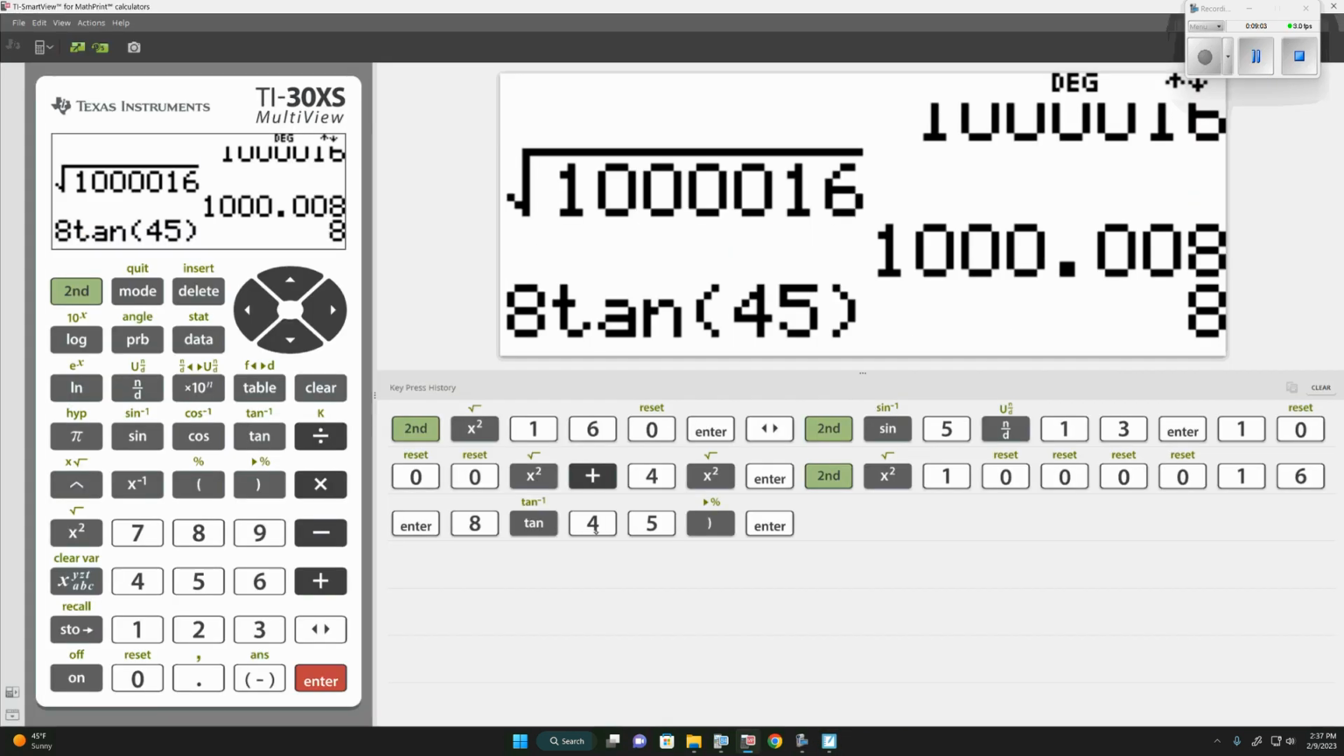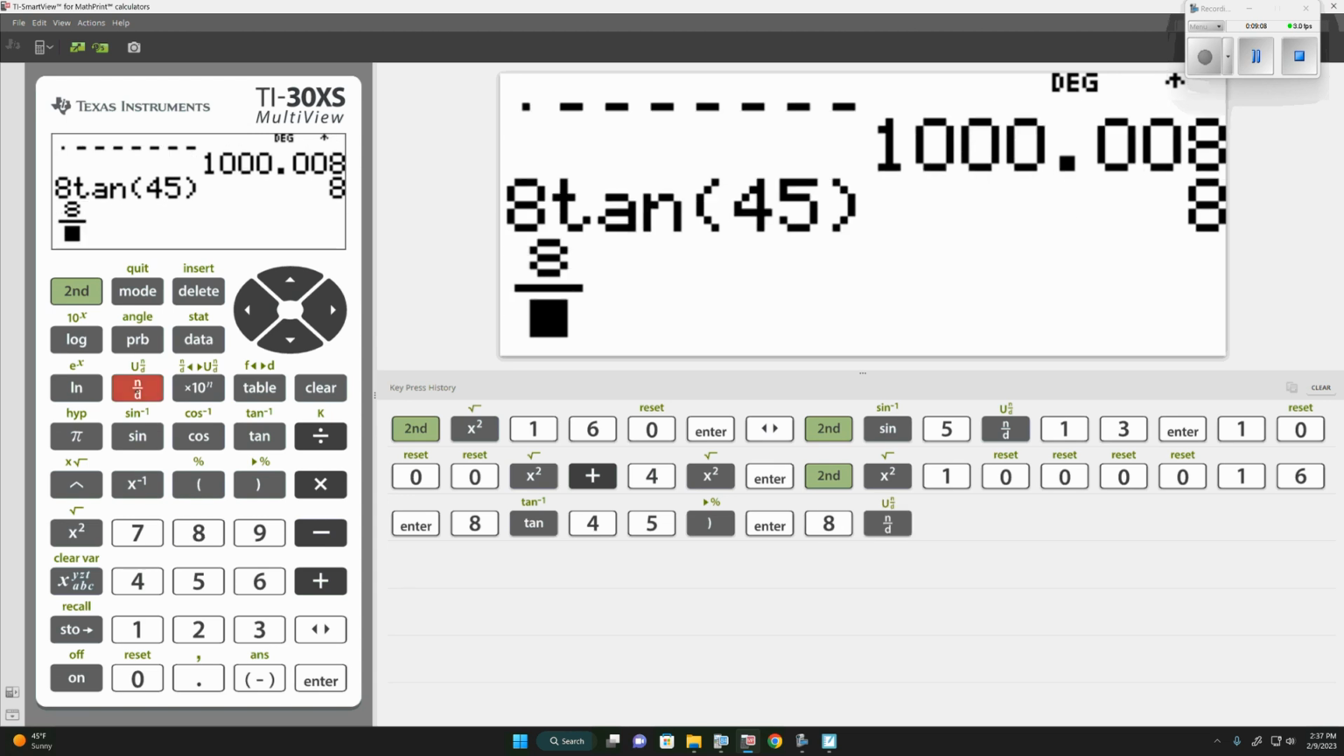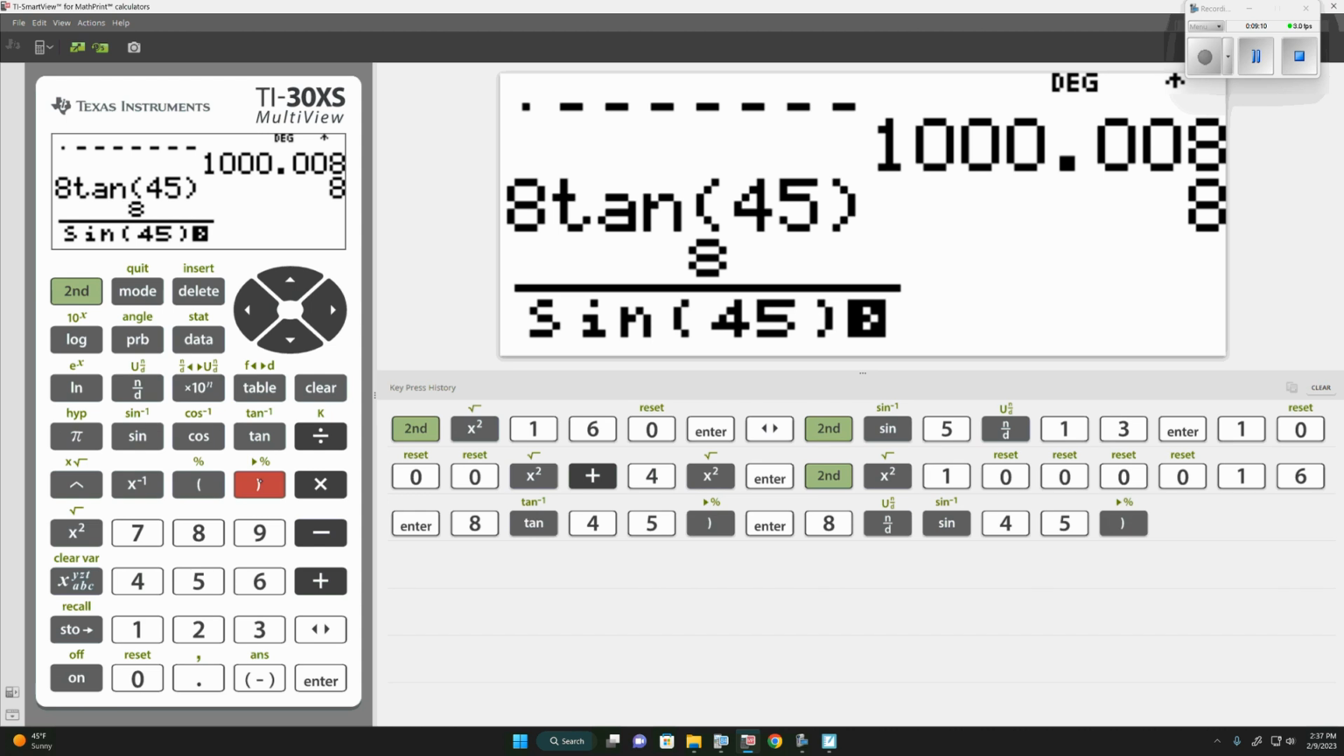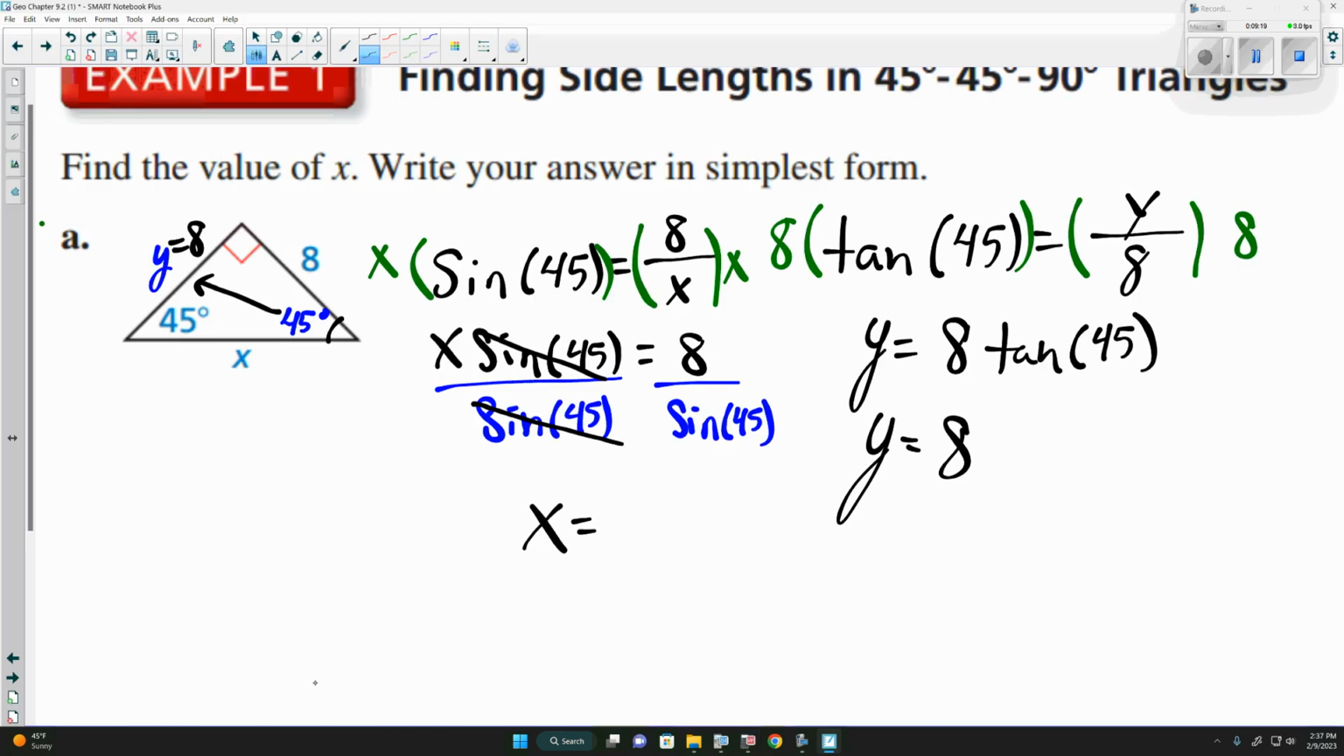So in the calculator, we can do 8 over sine of 45, which is 8 square root of 2. And that's it. So the two side lengths of the triangle are 8 and 8, and the hypotenuse is 8 square root of 2.